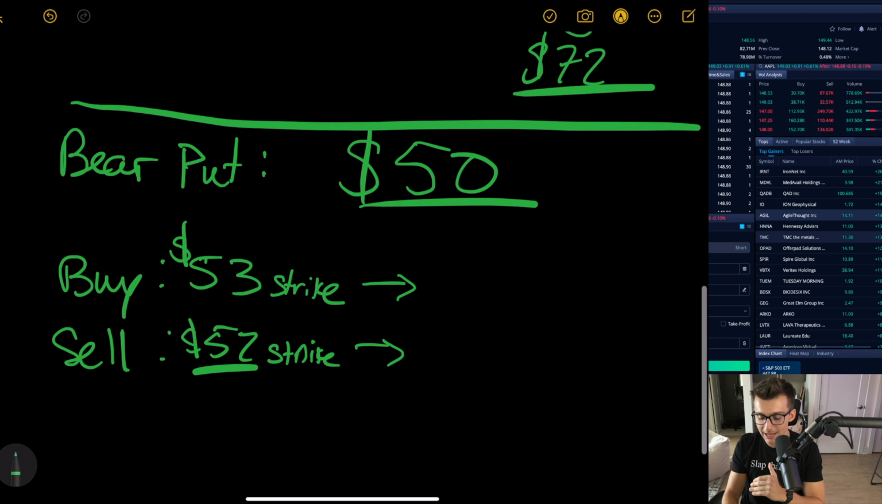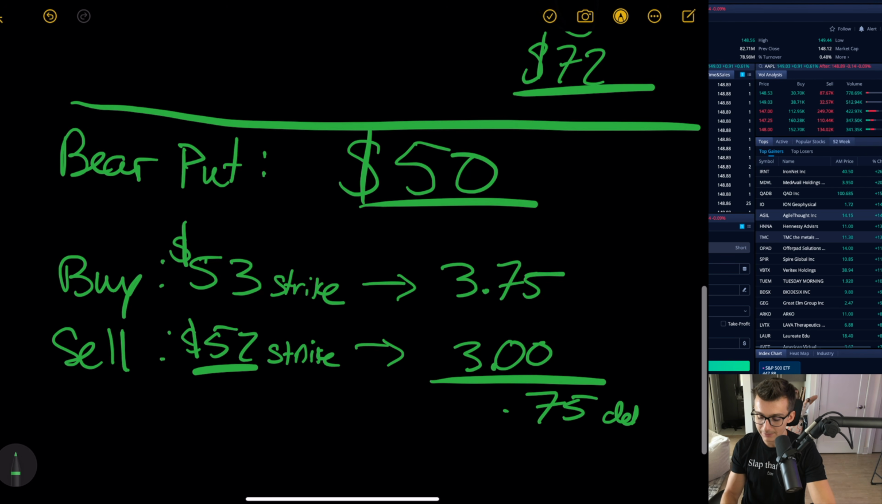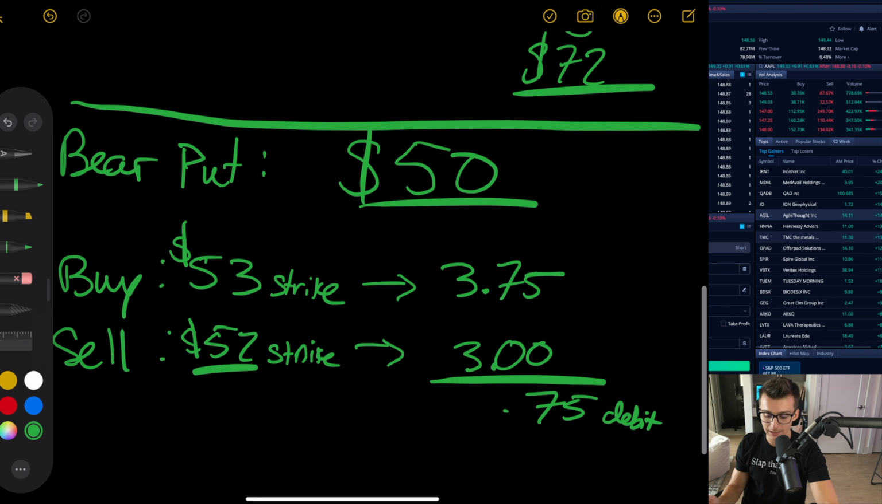Now, let us say hypothetically where these are trading at. Let's say that this $53 put is trading at $3.75, and the 52 is trading at, let's say, $3. Now, of course, it's just hypothetical, but let's just say that that's what they're trading at, okay? So this is kind of going separate from letting Webull do the calculations for us and giving us what it costs. This is all we need to know, okay? So this is going to cost us 0.75, 75 cents. That is the debit out of our account. We need to have 75 cents or $75 in this case per contract that we are looking to buy, okay?